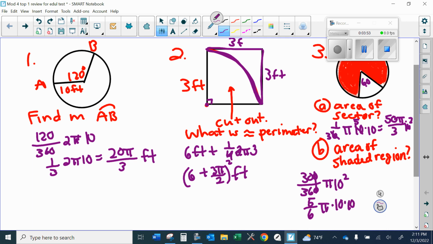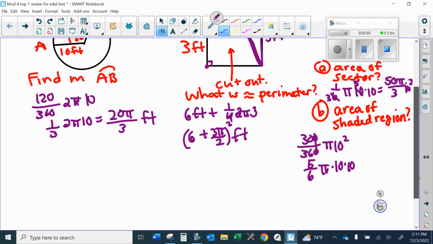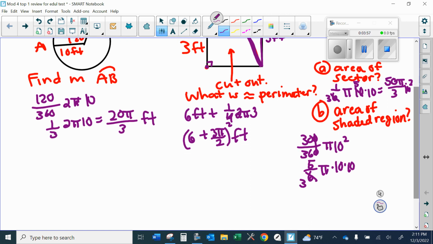I'm just using my brain here, so I split it up to 10 times 10. The 6 cancels down again, that's 5. So I have 5 times 5 is 25 times 10 is 250 pi over 3 square inches. Again, if they want approximately, I'd put 250 pi over 3 in the calculator and then round to the nearest whole number.